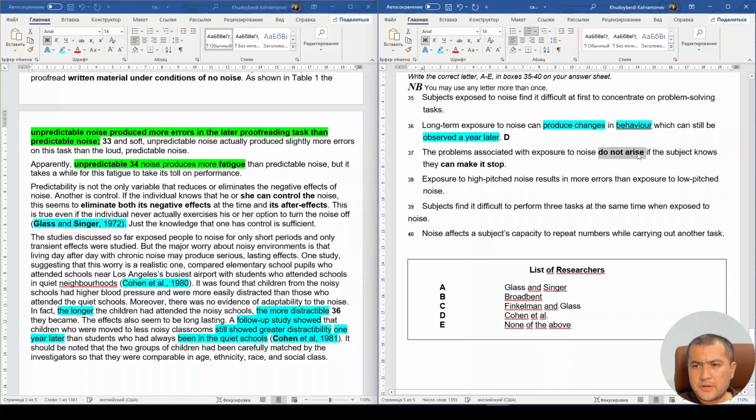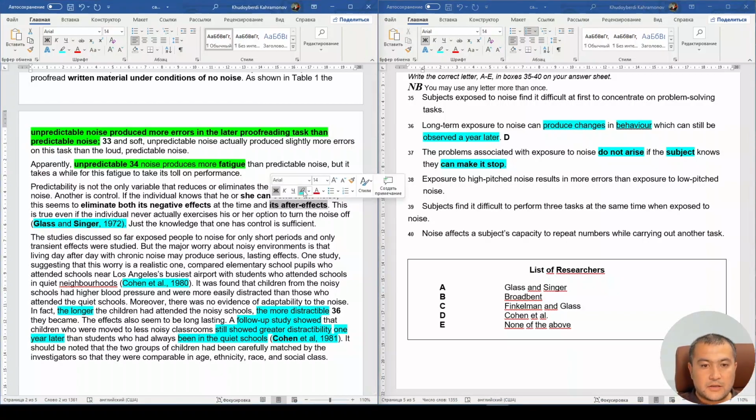Do not arise, which means do not begin, right? The problems do not start if the subject, here a person, it's not like a subject at school, it's a person, knows that they can make it stop and eliminate both its negative effects, which means do not arise. And she can control the noise, which means they can make it stop, they can control, they can stop, they can begin, right? And this is the reason why it's Glass and Singer, right?